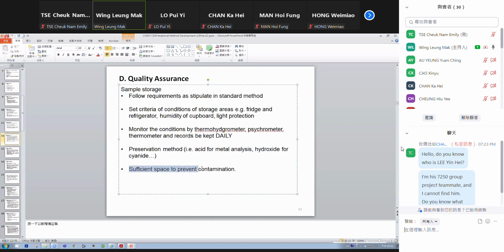Sufficient space to prevent contamination. That means in your laboratory, I know in some commercial laboratories maybe there are a lot of samples, but you need to separate one sample from another sample, especially when the sampling bottle is opened. Otherwise, you will mix up or cause some contamination problems.